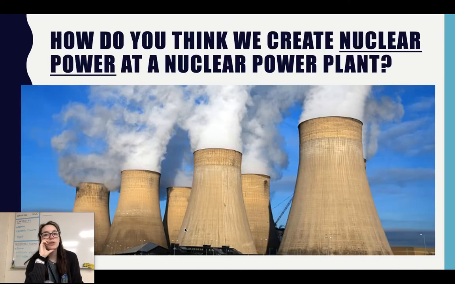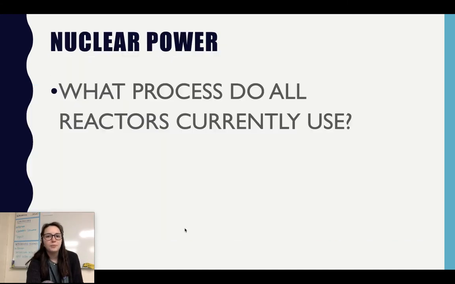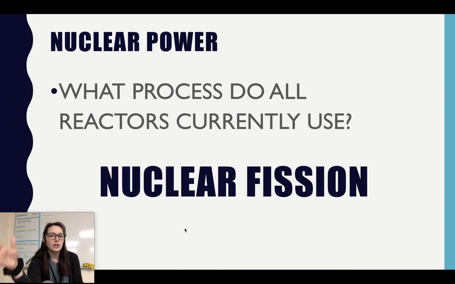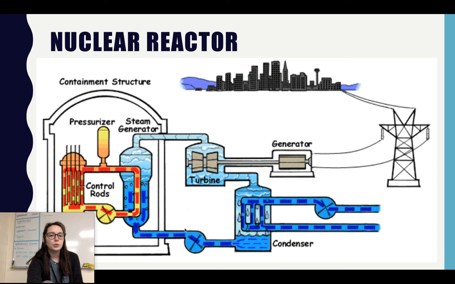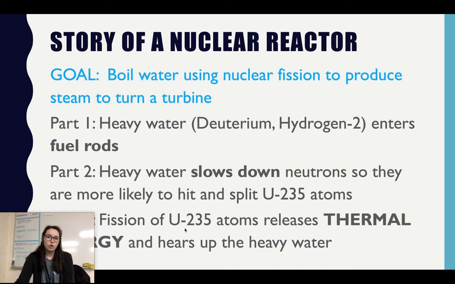Now, how do you think we create nuclear power at a nuclear power plant? Think about it. What process do all reactors currently use? Nuclear fission. This is the process that we have in our nuclear power. When we're doing this, this is what it looks like: we have our containment structure, control rods, pressurizers, steam, a lot of water going into this, turbines, generators, condensers, and that's where we get our power. The goal of this is to use nuclear fission to heat water and produce steam to turn the turbine.